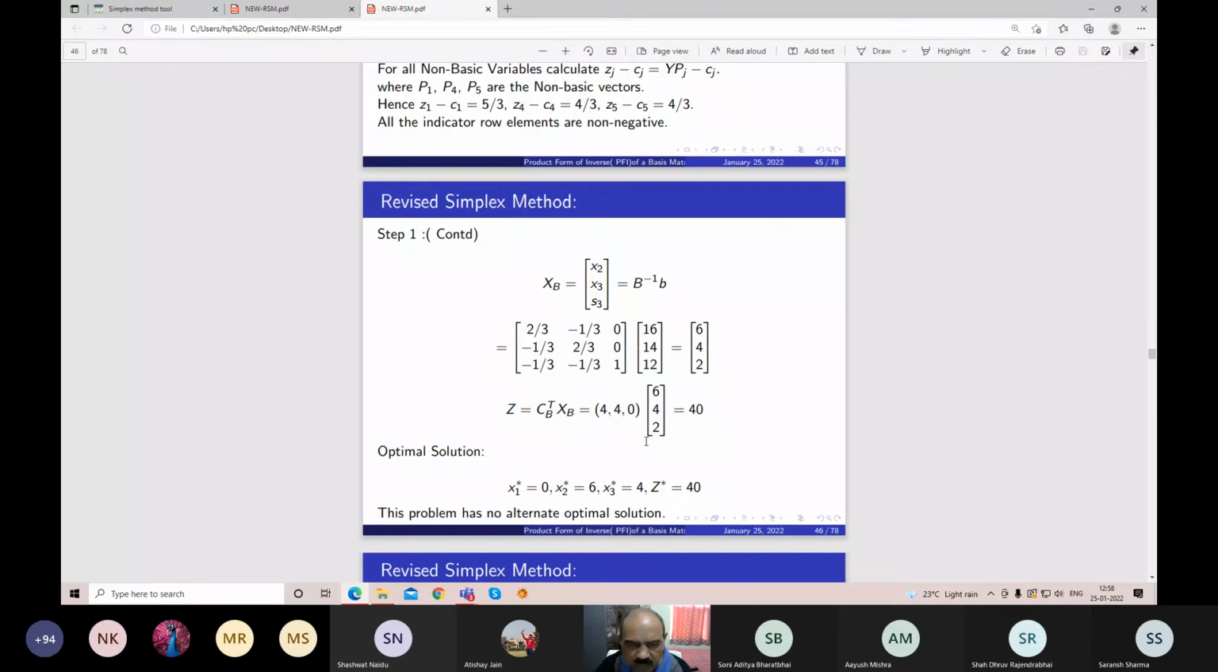So for this problem, I will say that there is no alternate optimal solution because none of the non-basic variables are 0. That is 5 by 3, this is 4 by 3, that is 4 by 3. If by chance you find z1 minus c1 equal to 0, there is a possibility of finding an alternate optimal solution. We have to search. Is it all right?